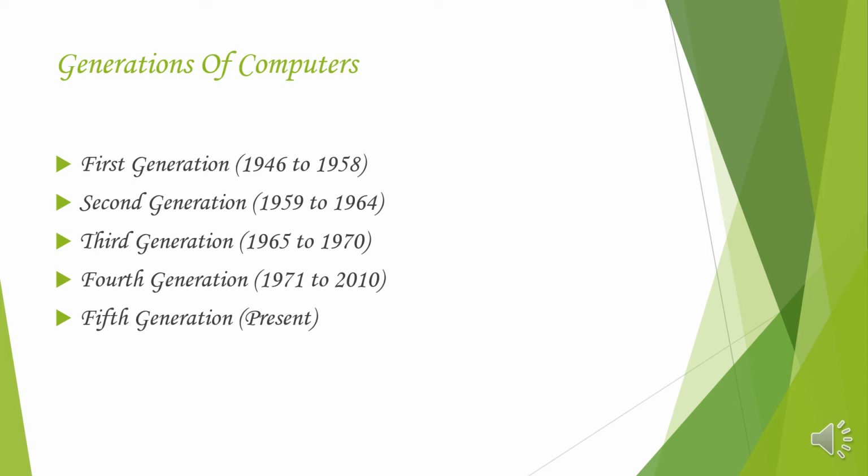For example, it has first generation, second generation, third generation, fourth generation, and at last fifth generation, which is at present. The years may differ from category to category. 1946 to 1958 is the first generation, and 59 to 64 is the second generation, 65 to 70 will come under the third generation, and the fourth generation is 71 to 2010. And from 2010 to the present it is called the fifth generation of computers, which is the latest version.